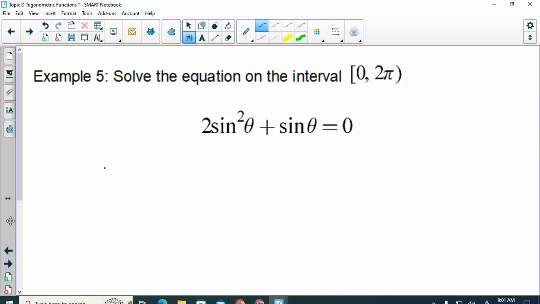Alright, so I had more than one sine this time. Okay, so if we're looking, we have two terms. Both of them have a sine theta, so we could do a greatest common factor. Take out that sine theta. Do you guys remember doing this stuff before?